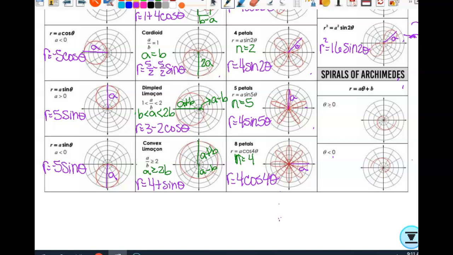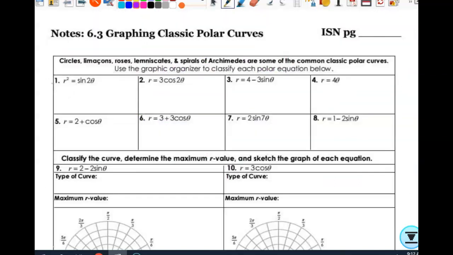Let's go to the other piece of paper that you have, and let's try these. Going on page 111. You're going to use your graphic organizer to identify these equations. So we look at number 1. We have an r squared, and it's not just like r squared equals a number. So what is this thing? Lemniscate, right? Lemniscate.